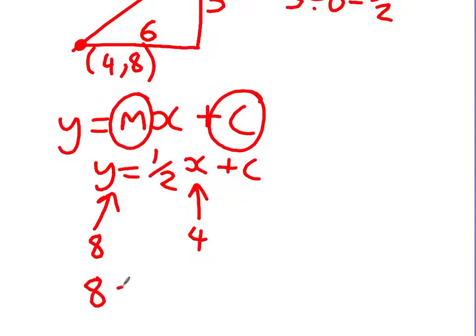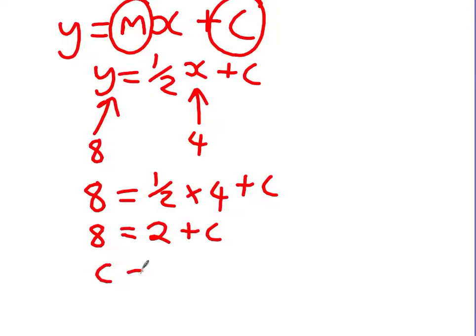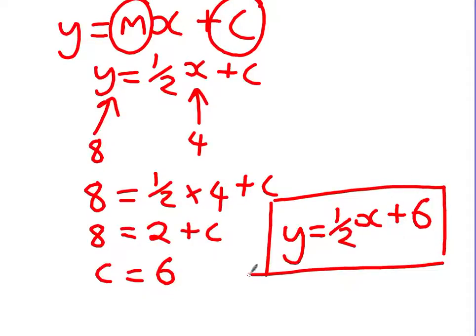So 8 for y is equal to a half times 4. So we've put 4 in, we've put 8 in, plus c. Now that must be true. So we can solve this a bit like an equation to work out what c is. So 8 is going to be, well, a half times 4 is 2, plus c. So I hope from here that you can see that c must therefore be equal to 6. So the equation of our line, the answer to this question, is y equals a half x plus 6. And we have finished. Okay, let's look at another one.